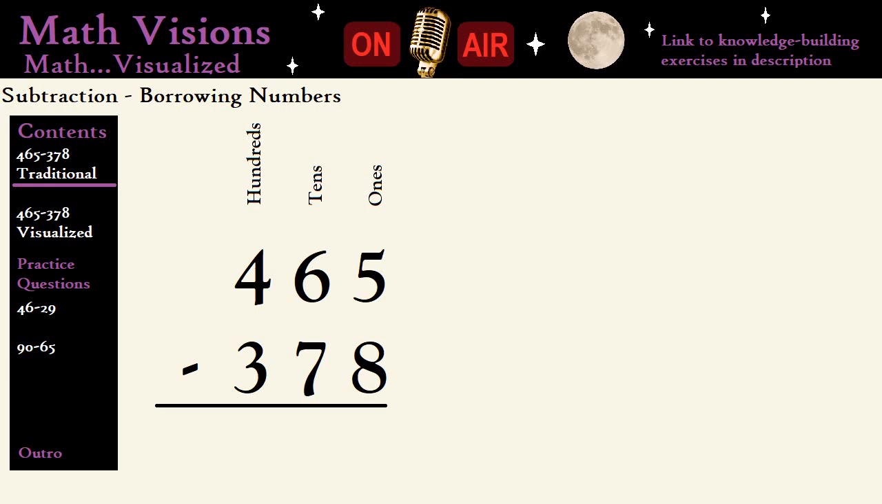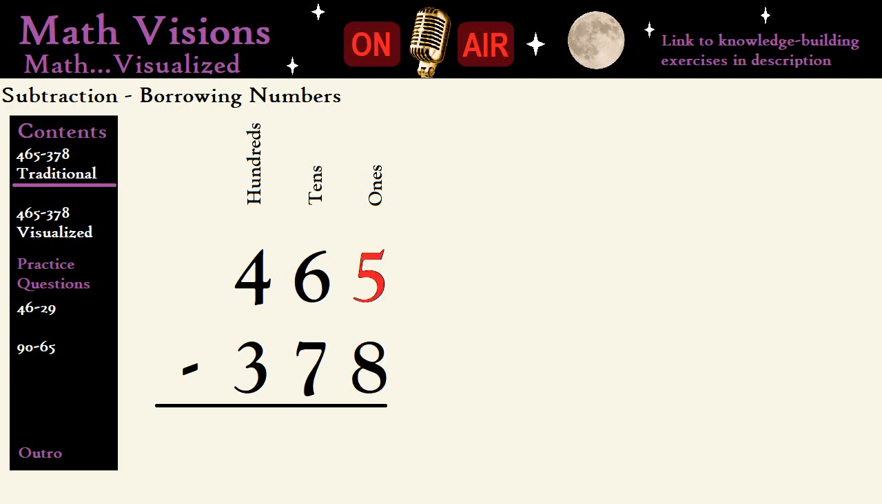For the expression 465 minus 378, I'll work it out in the traditional way, then I'll visualize it with squares. Working this expression from right to left, we'll try to subtract 8 from 5.